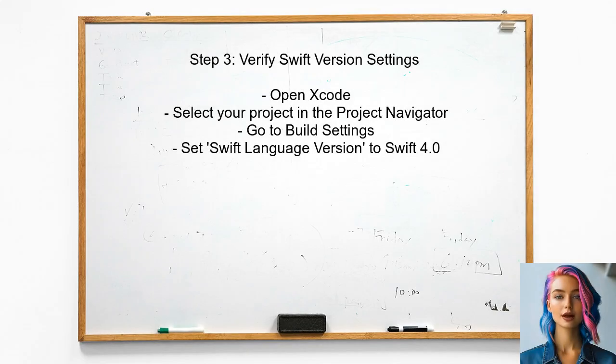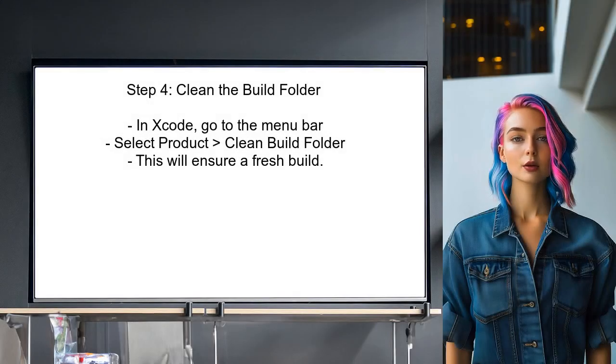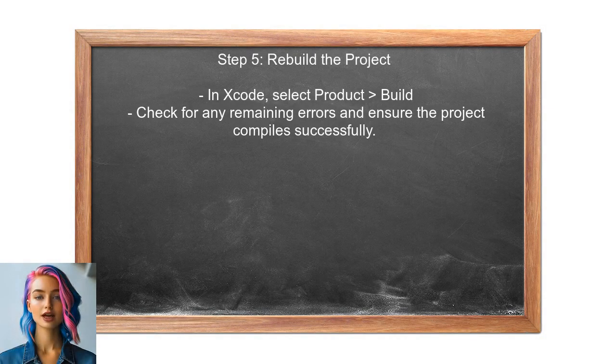Next, the user should verify the Swift version settings in their project. They need to ensure that the Swift language version is set to Swift 4.0 in the build settings. After making these changes, the user should clean the build folder to remove any cached data that might cause conflicts. Finally, the user can rebuild the project. If everything is set up correctly, the error should be resolved and the project should compile successfully.